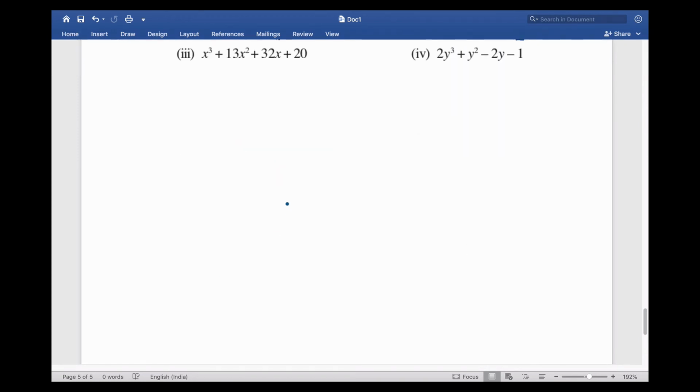Now the third part can be solved similarly. Over here I have plus 20, so I will try the factors for positive first. So let us first try x is equal to 1. Let's see if it works or not. So let's try p of 1.